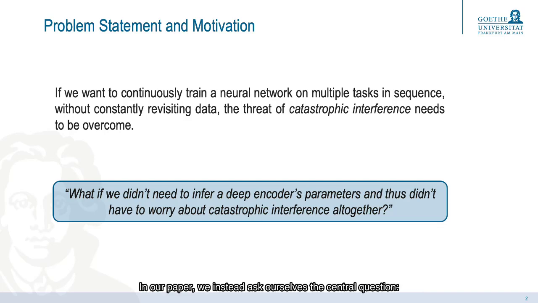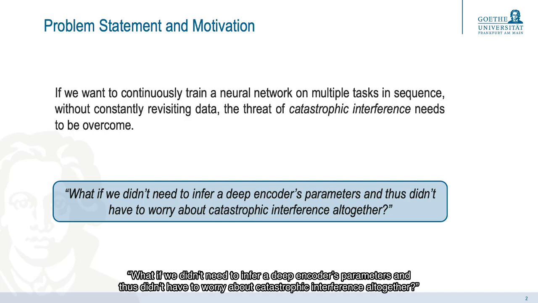In our paper, we instead ask ourselves the central question: what if we didn't need to infer a deep encoder's parameters and thus didn't have to worry about catastrophic interference altogether?